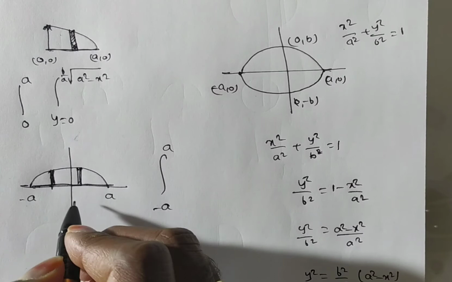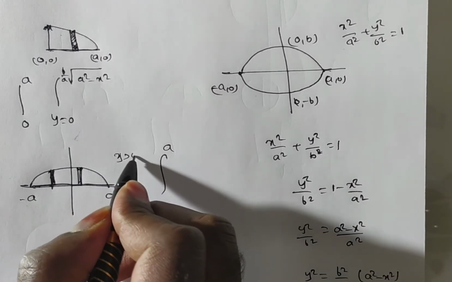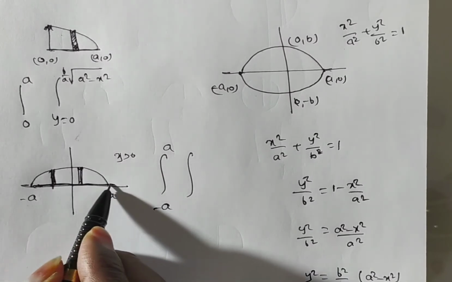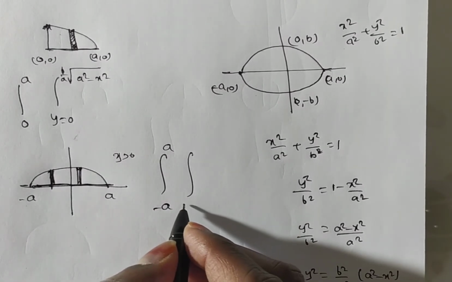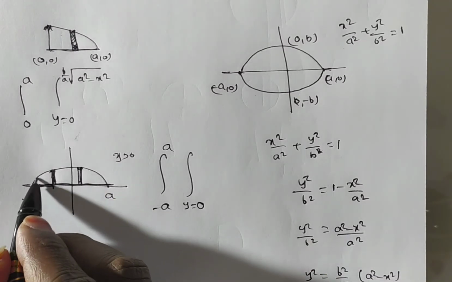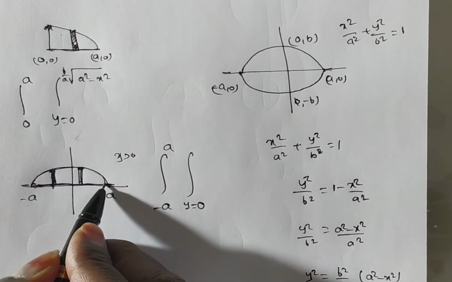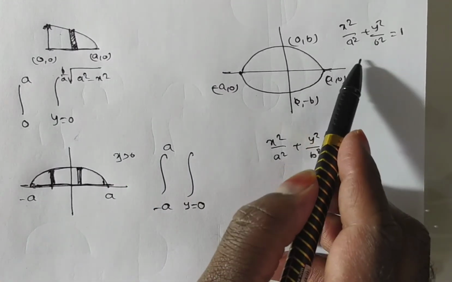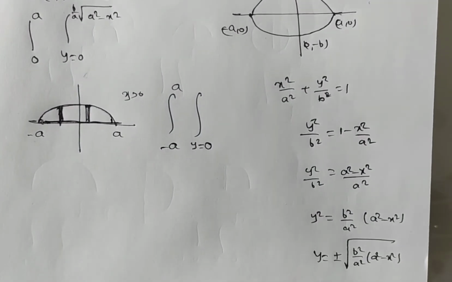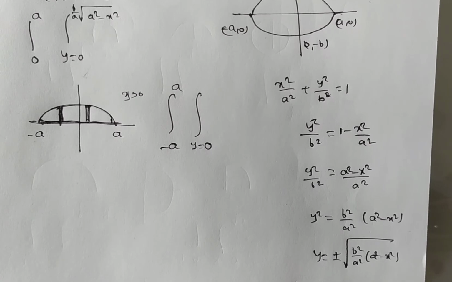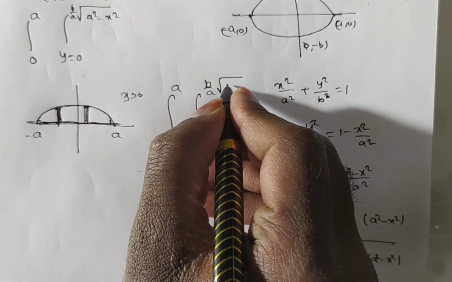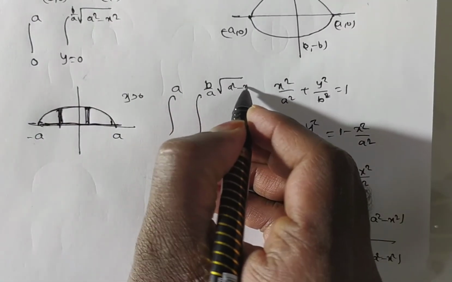Because here you observe y is positive in this case, y greater than 0. For this case you observe this strip touches the x axis on the downside. So on the x axis, what is the y limit? 0. And what about the upper curve? This is the ellipse x square by a square plus y square by b square is equal to 1. For this strip you have y is equal to plus b by a times square root of a square minus x square.